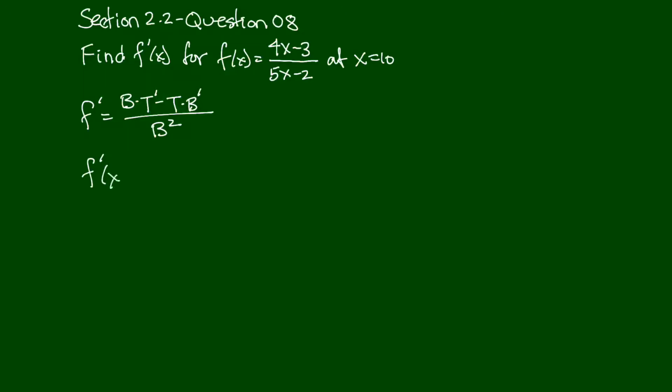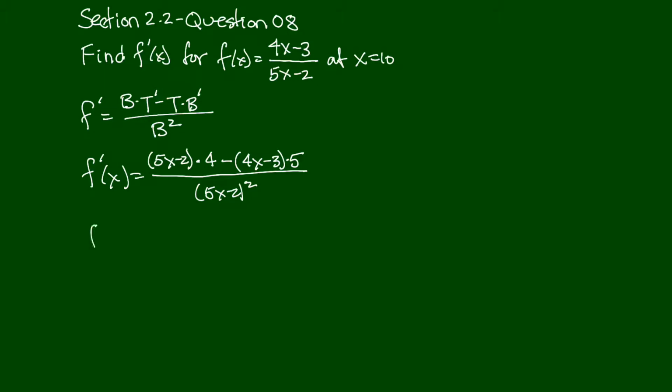f prime of x is going to be the bottom, which is that 5x minus 2 factor, times the derivative of the top, which is 4, minus the top, 4x minus 3, times the derivative of the bottom, which is the 5, all over the bottom squared. So it's that 5x minus 2, and we're going to square that. There's the calculus part. Now, let's see if we can simplify this using some algebra.